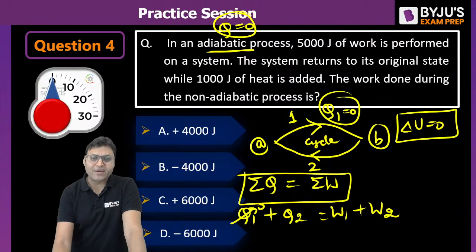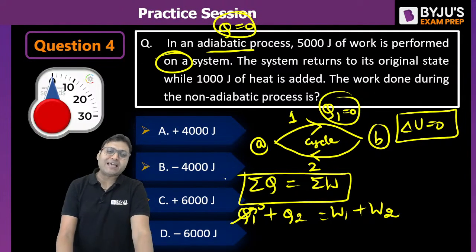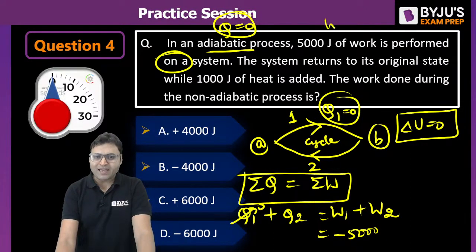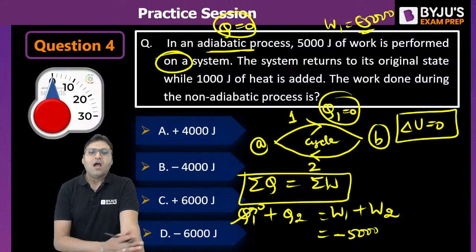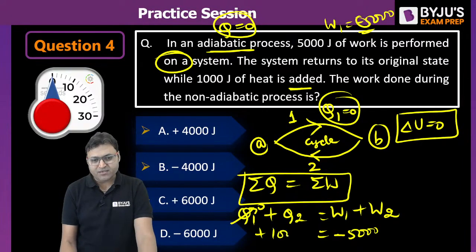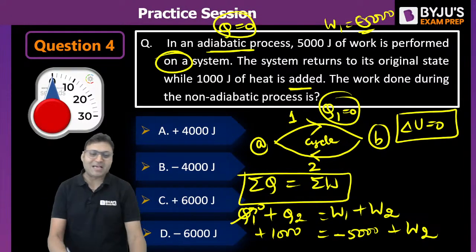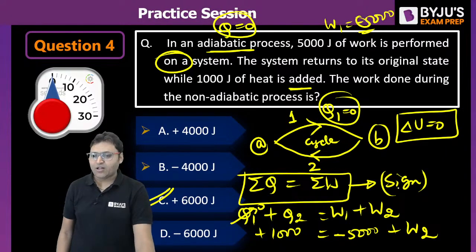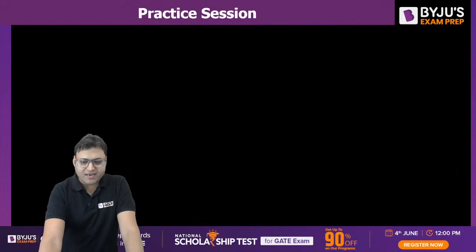Process 1 is adiabatic. 5000 joule of work is performed on a system. What does that mean? It means the work is done on the system, that is 5000, so it will be minus 5000. W1 is equal to minus 5000, isn't it? Because work done on the system is taken as negative. The system returns to its original state while 1000 joule of heat is added to the system. It means this is 1000. And what is the value of work done in the non-adiabatic process? It will be plus 6000. You should take care of the signs. With sign, all the parameters must be used with sign. Yes, no one? Well done. Good, good, good. Let us proceed to the next one then.